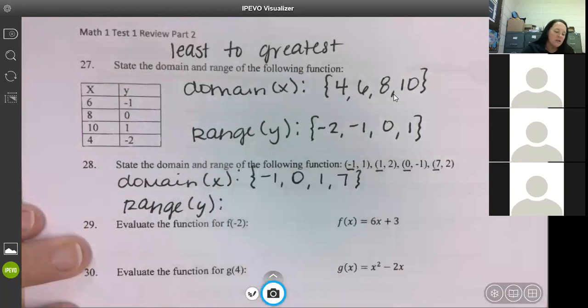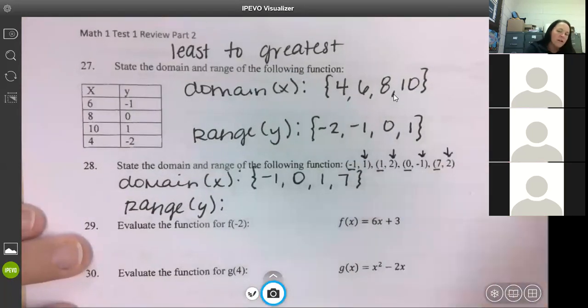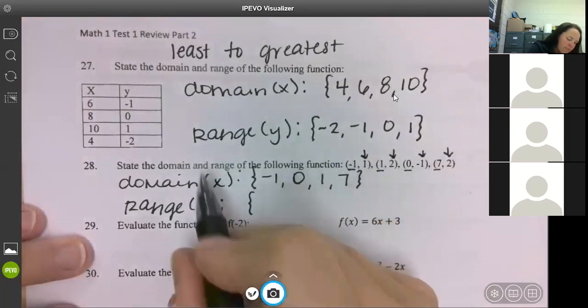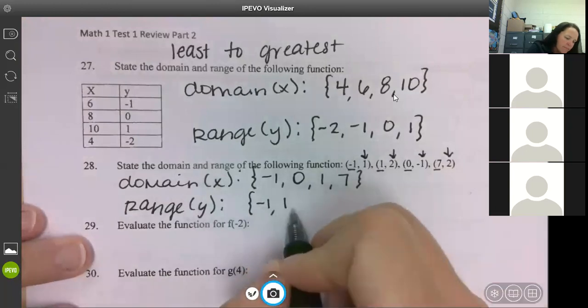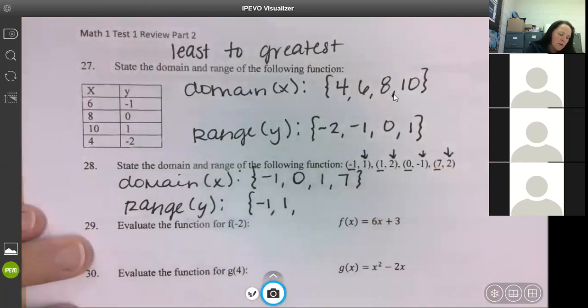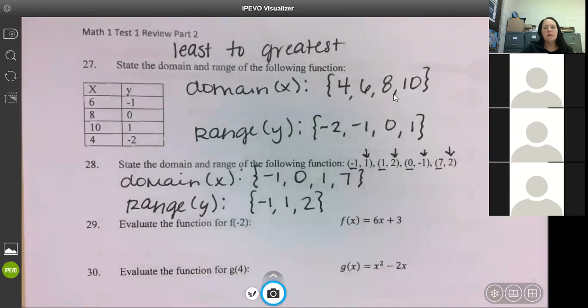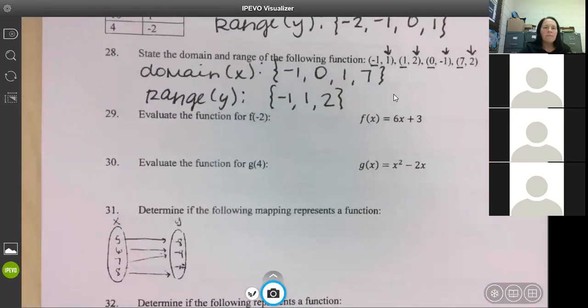Somebody else, your range. Look at your y coordinates. So here's 1, 1, 1, and 1. And we're going to talk about this in just a second. So tell me what your least one is. -1. What's your next one? 1. And then we have 2 2s, right? You only have to list it once. You don't have to do it twice. If you do it twice on accident, it's okay.